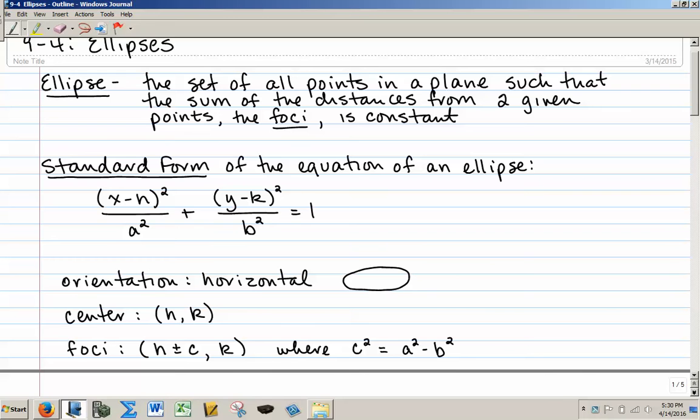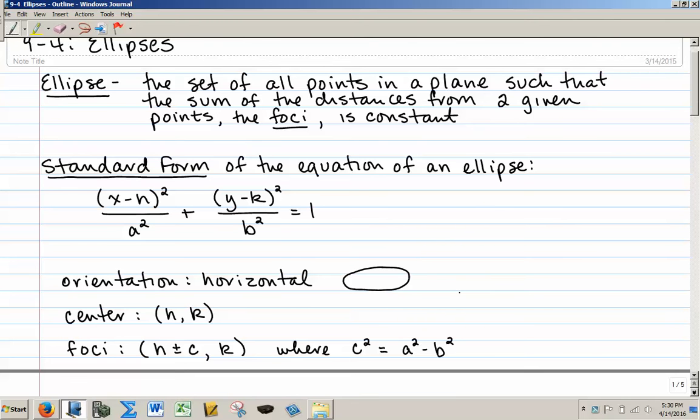For the matter of this video, we're just going to focus on ellipses that are oriented horizontally, that look a little bit more like an egg laying on its side. That is, they're longer in the horizontal direction. You can have an ellipse that's more vertical, going up and down more, but we're just going to focus on this for now.